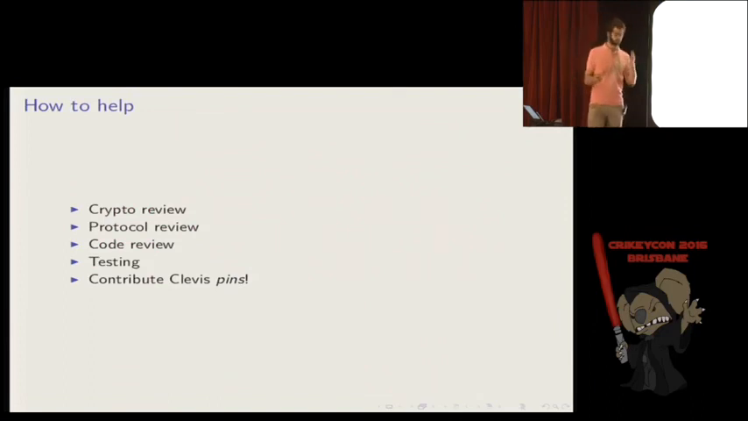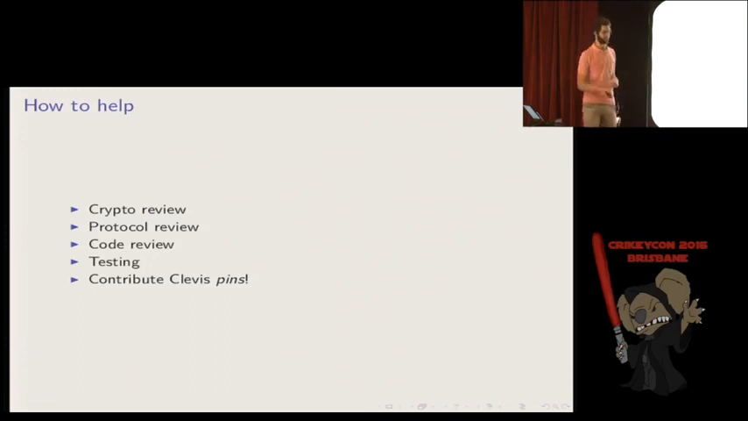So how can you help? If you're interested in helping in this initiative, please review the cryptography. Bob Relyea is a cryptographer. He knows what he's talking about, but more eyes are better. So if you are interested in helping our efforts and you are a cryptographer, please review our algorithms. Protocol review as well would be great, and code review. And testing, be like me and test some of this code and find the bugs.